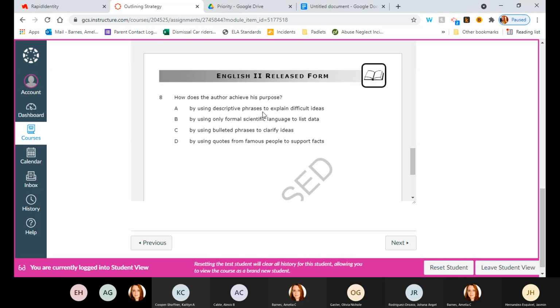He's not only listing data, and he's not using terribly scientific language, and he's not using quotes from famous people other than right at the very end. All right, so we know he's using descriptive phrases, and we know he's using bulleted phrases to clarify ideas. Which of these seems more helpful for the author's purpose of helping us understand the change? A, descriptive phrases to explain difficult ideas. Okay. Why A and not C?